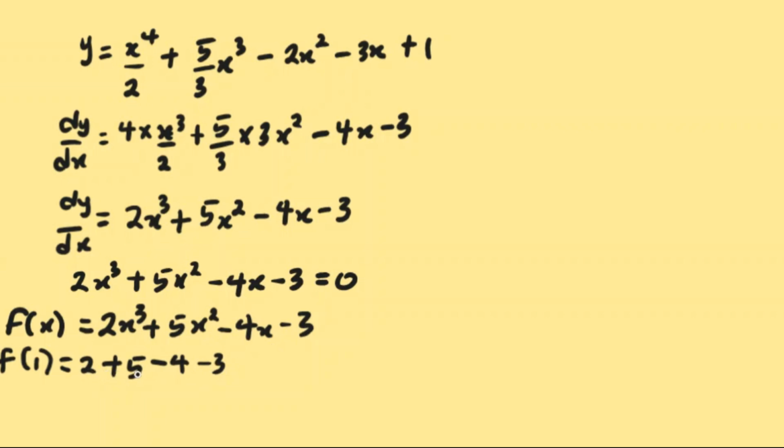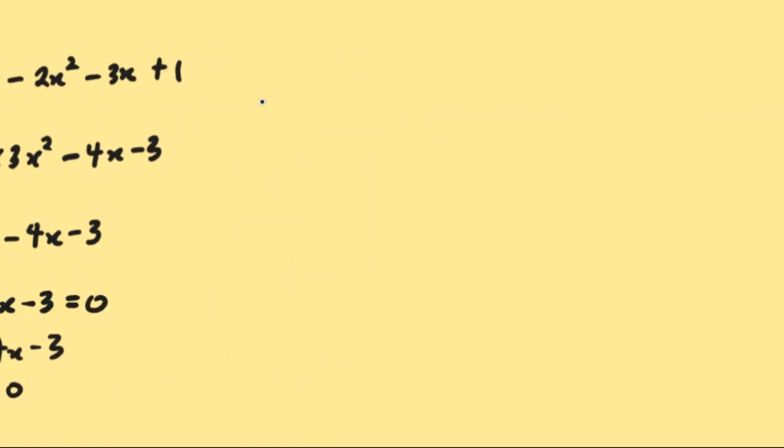So 2 plus 5 is 7. Minus 4 minus 3 is minus 7. 7 minus 7, that'll give us 0. So it means that x equals 1 is a solution to this. So if x equals 1 is a solution, it means that x minus 1 is a factor. So if x minus 1 is a factor, let's use the remainder, or we can use the long division to break down the polynomial.